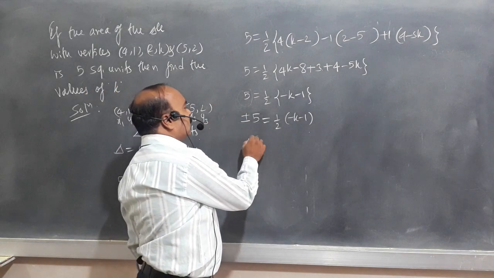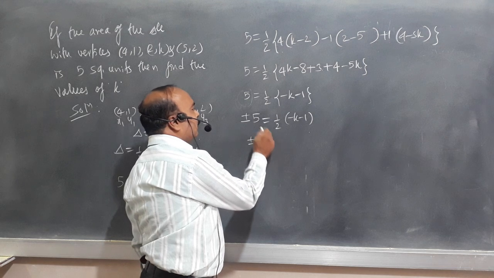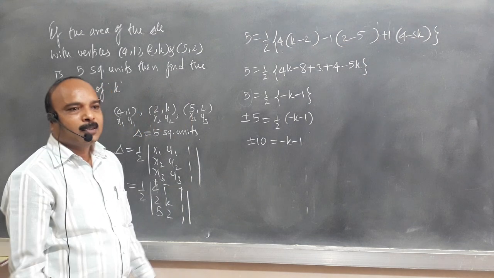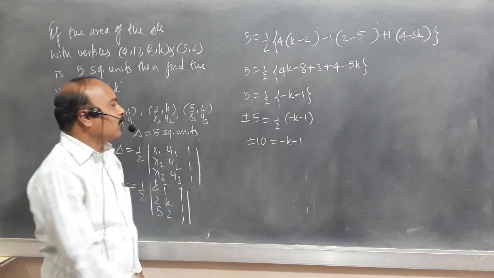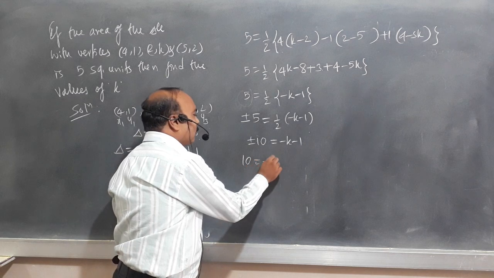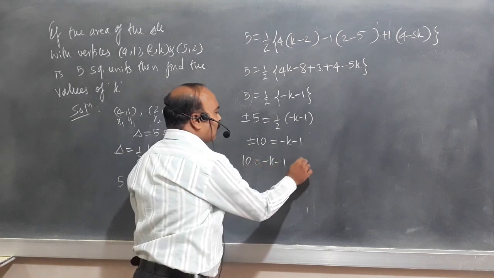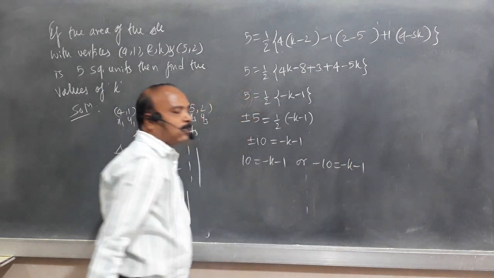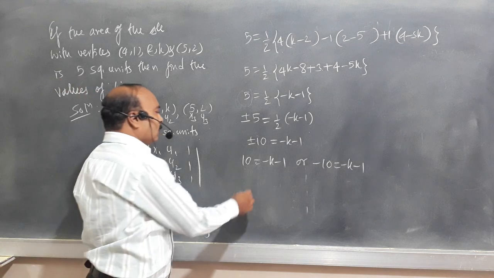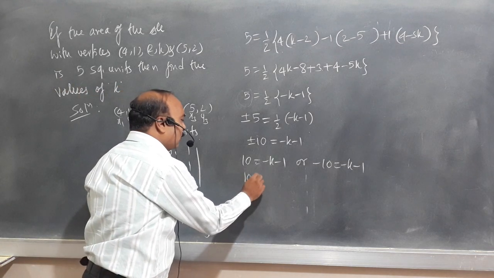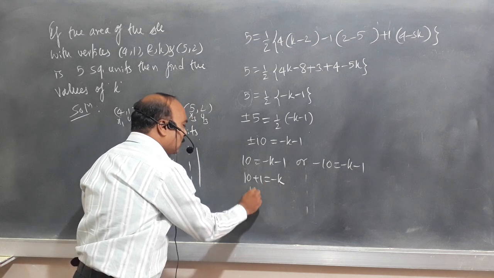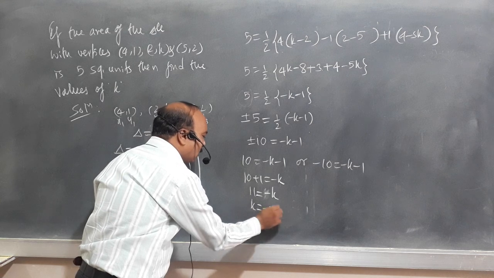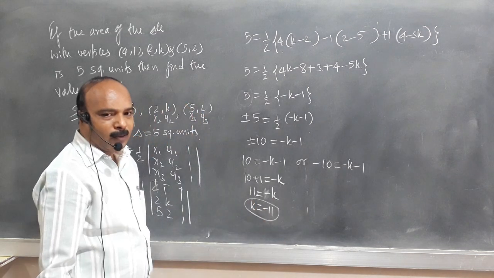Now we make cross multiplication. It is plus or minus 5 into 2 is 10 equal to minus k minus 1. Now we go for the first equation, 10 equal to minus k minus 1. Another one is minus 10 equal to minus k minus 1. Now take 1 to this side, 10 plus 1 equal to minus k, 11 equal to minus k, or k equal to minus 11. So it is the first value of k.